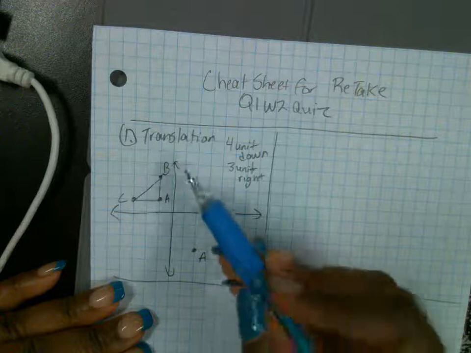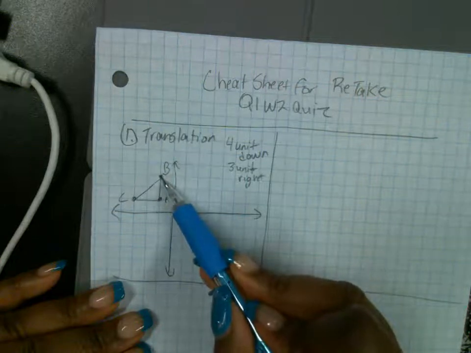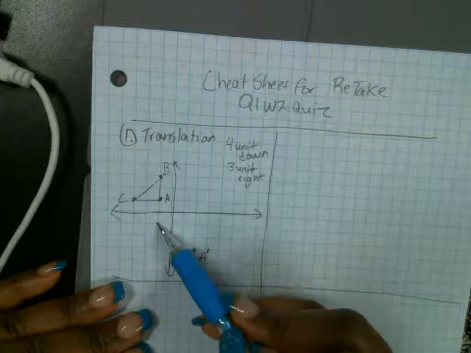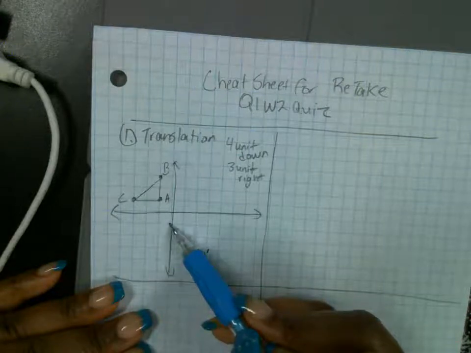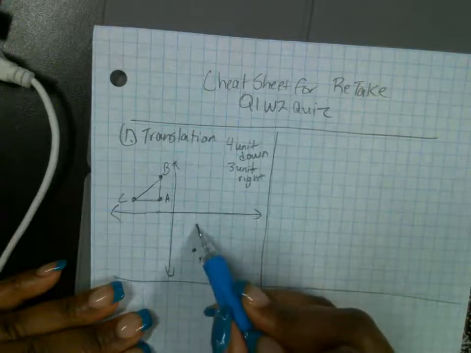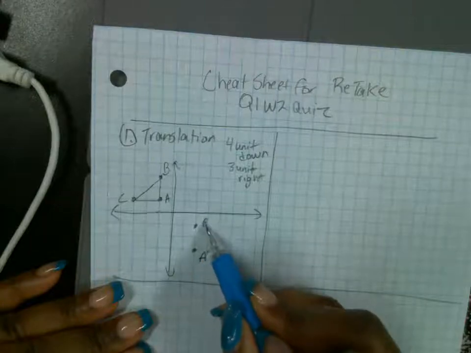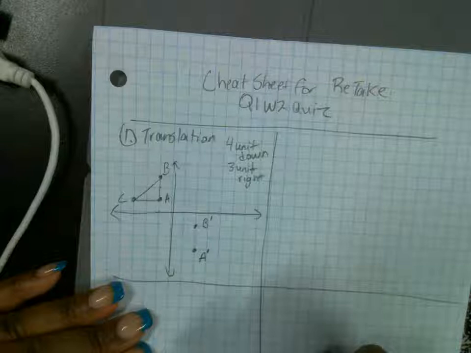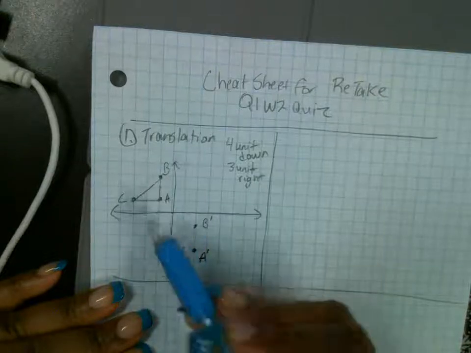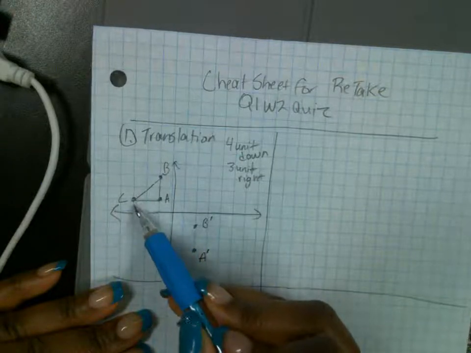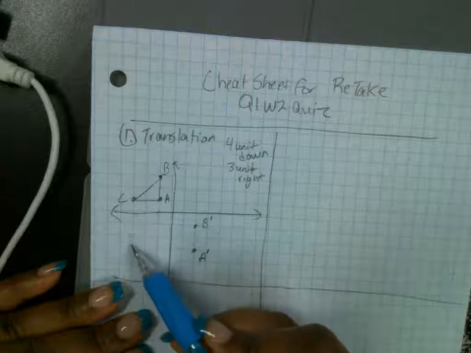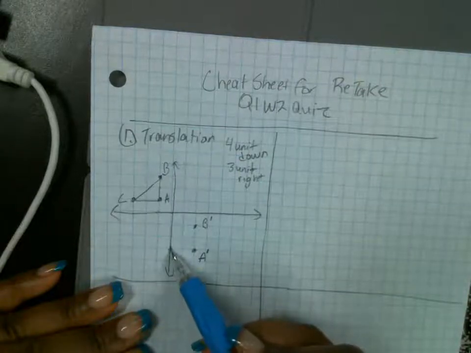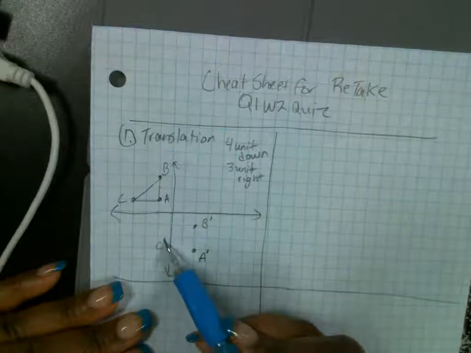I'm going to do the same thing for B. I'm going to go down 1, 2, 3, 4, and I'm going to go to the right 1, 2, 3. This is my new location for B. This is B prime. I'm going to do the same thing for C. I'm going to take C and go down 1, 2, 3, 4, and go to the right 1, 2, 3. This is my new location for C.